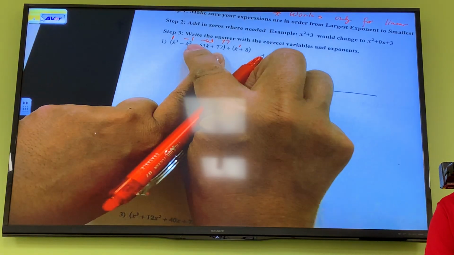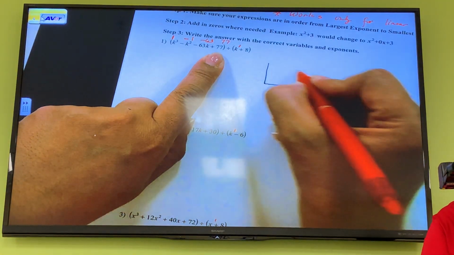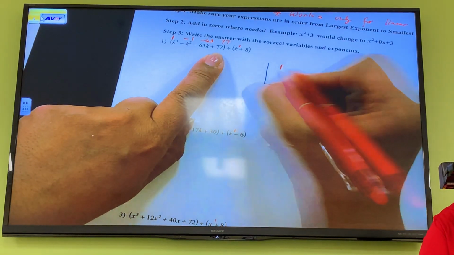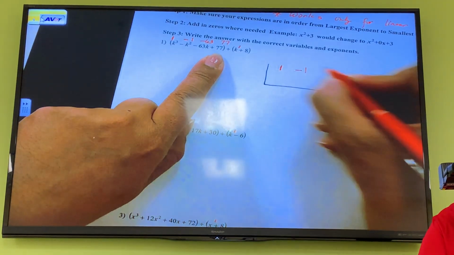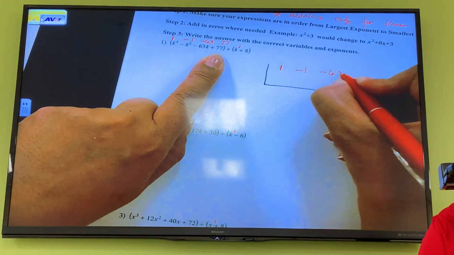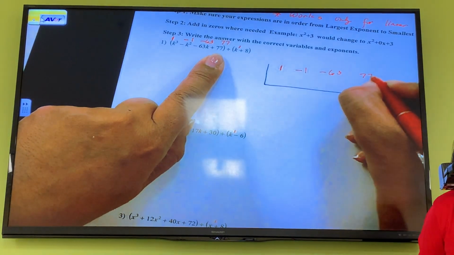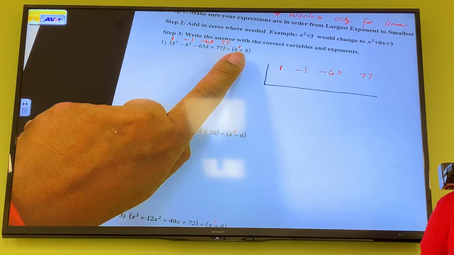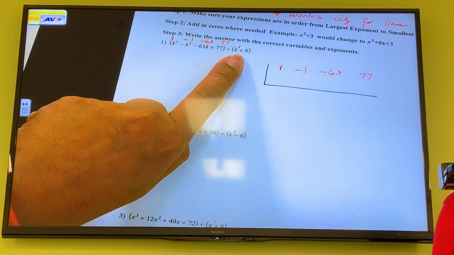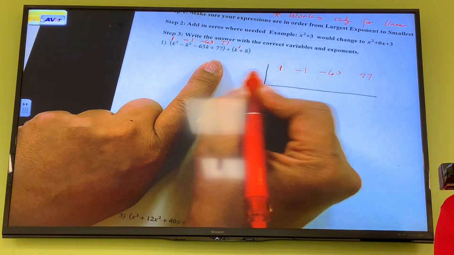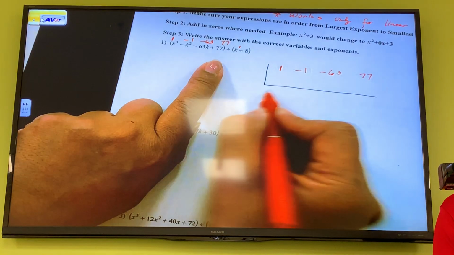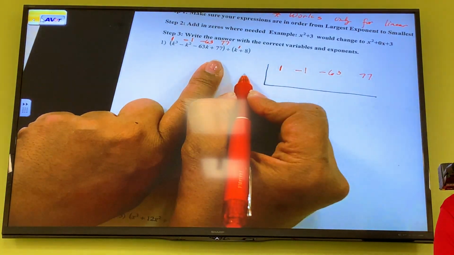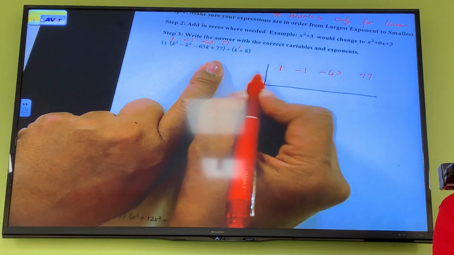So these numerical coefficients, we're going to write on top, and make sure that you have space in between. So it's going to be 1, negative 1, negative 63, and positive 77. Then we're going to write down our divisor. Our divisor is going to be also outside the division part. Since we're doing numbers only here, we're going to have a number only as our divisor.